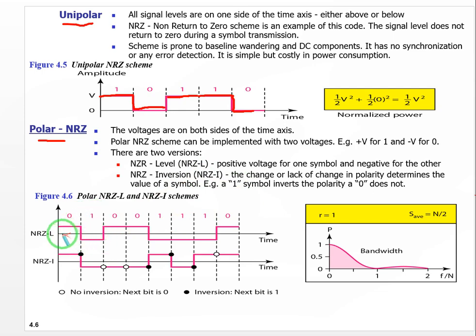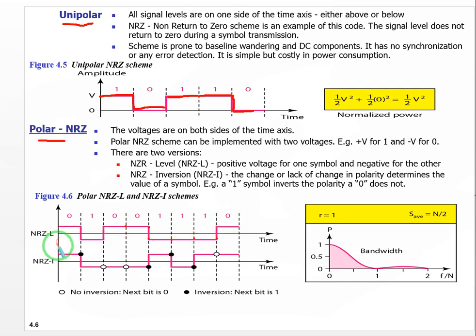Keep in mind, for a zero we have an up value, then we come down for the one, then for a zero we come up again. Then we again have a zero, so no need to come down; it remains the same. Then we have ones, so it goes down and stays there, then we have a zero.